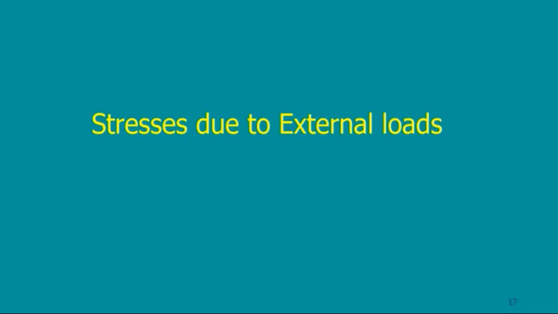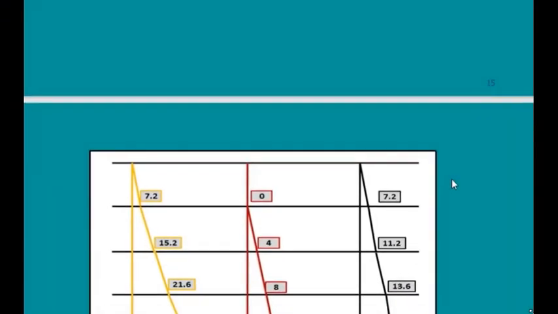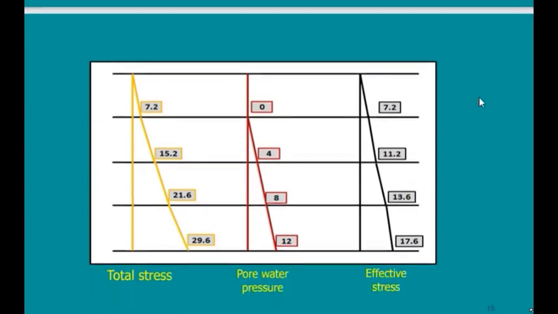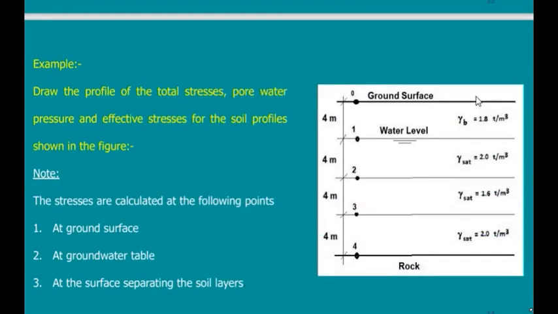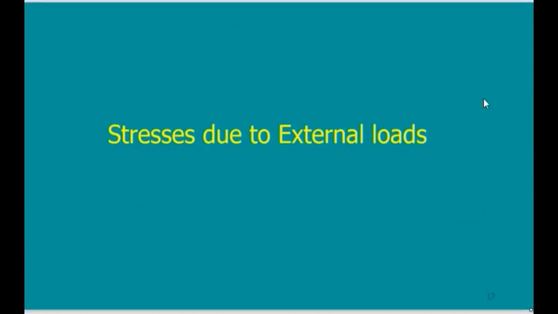The second part of my lecture on total and effective stress is the stresses due to external loads. In the first part, we were discussing the internal stresses, which is the stresses due to own weight. Part of it will be carried by water, part of it will be carried by the soil, and so on, how this will happen. This was all what we were discussing. It's just the own weight of the soil.